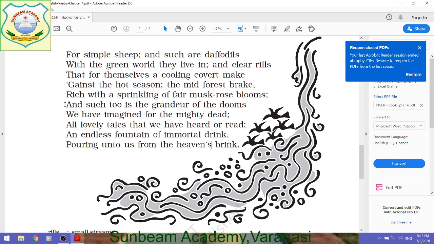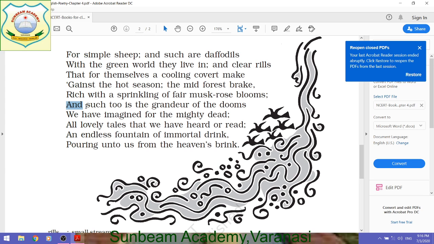Now students, I also want to tell you that these lines are very important: and such too is the grandeur of the dooms. From here, these last five lines are very important, as these lines have already been asked in your board examination as an extract. So you must understand them. A question can also be asked: explain the grandeur of the dooms.